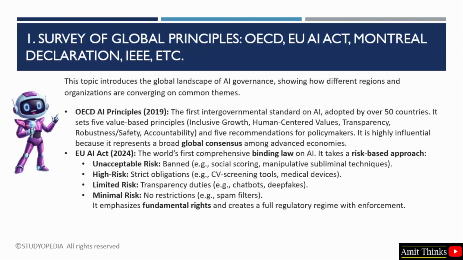Let's start. The first one is Survey of Global Principles, OECD, EU AI Act, Montreal Declaration, IEEE, etc. Let's begin with the Survey of Global Principles. This section introduces the global AI governance landscape, showing how various regions and organizations align on core themes.